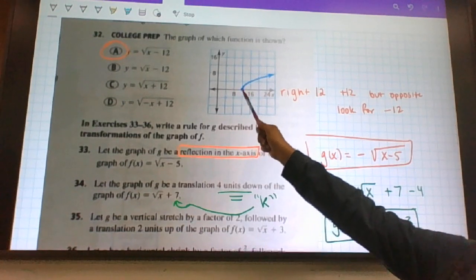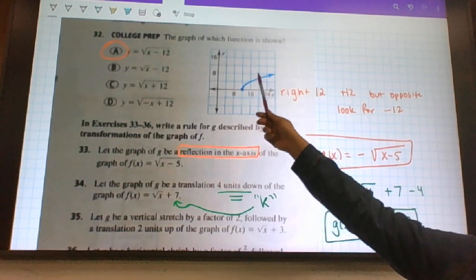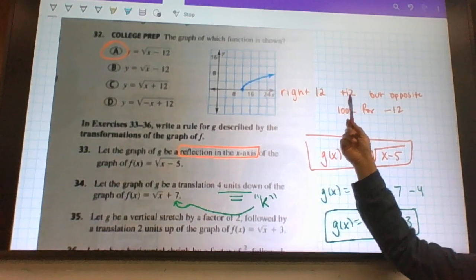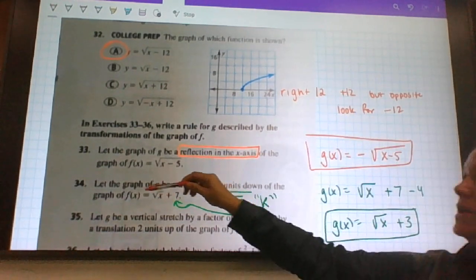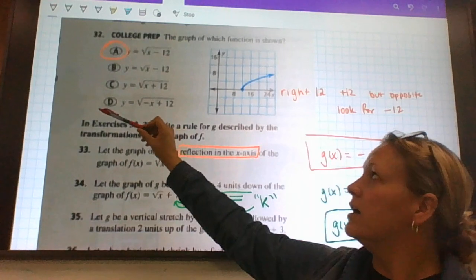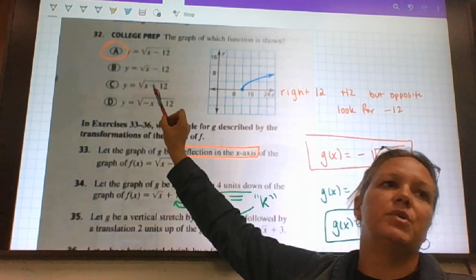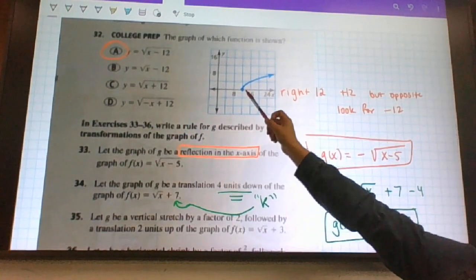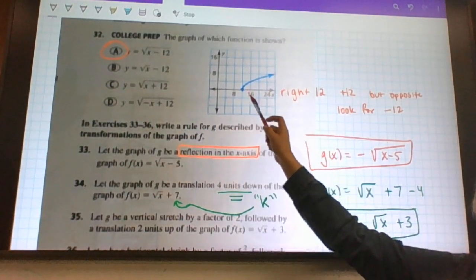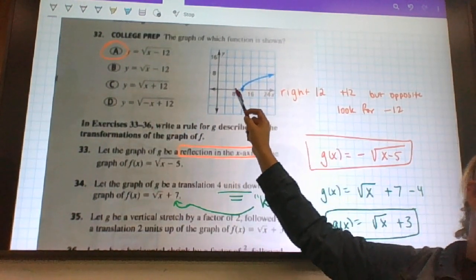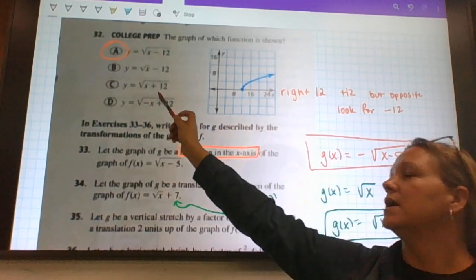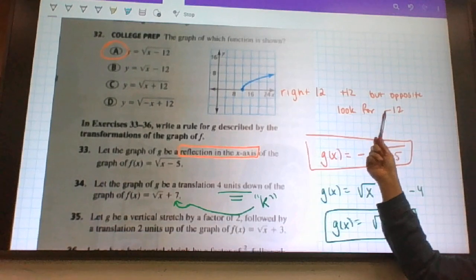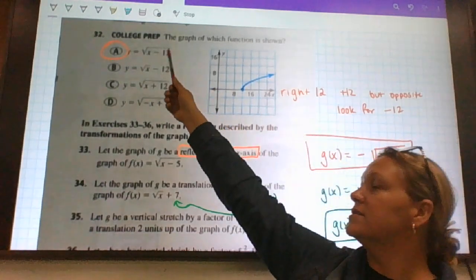So this graph is right 12. Well, right 12, I typically think of plus 12. So somebody with no algebra 2 is going to pick C, plus 12. There's 12s all over the place. This is to the right. So somebody with no background math on this topic would probably pick C. But I know I'm looking for the opposite. So I'm actually searching for negative 12, this one.